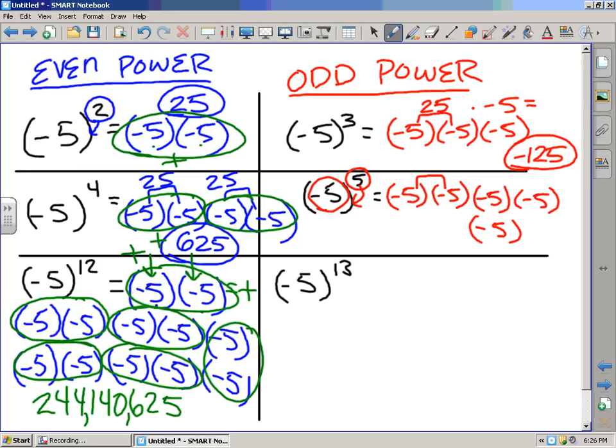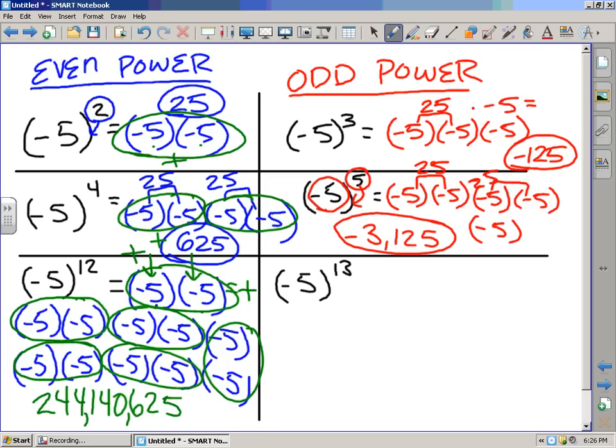So we get negative 5 times negative 5 is a positive 25. Negative 5 times a negative 5 is a positive 25. So then we take 25 times 25 and we multiply it by a negative 5 and we get negative 3,125.